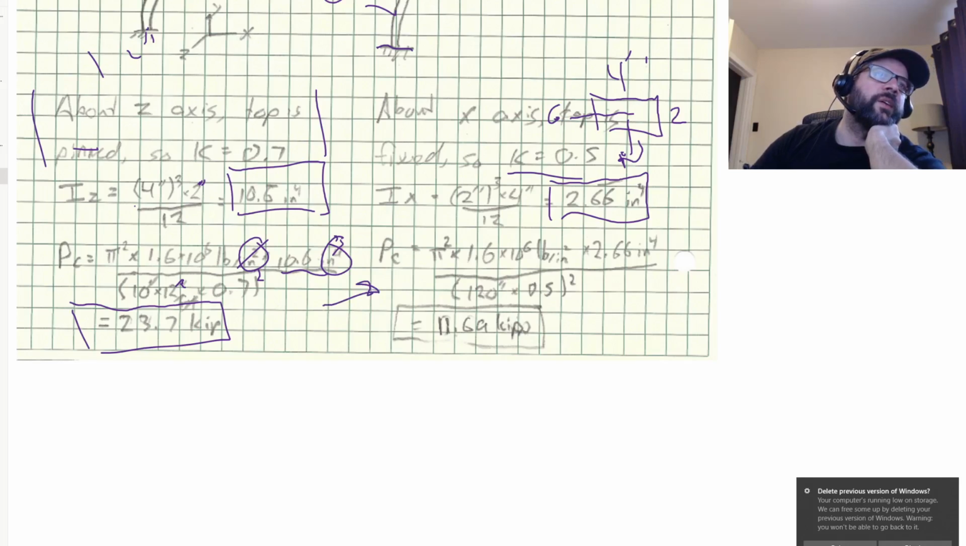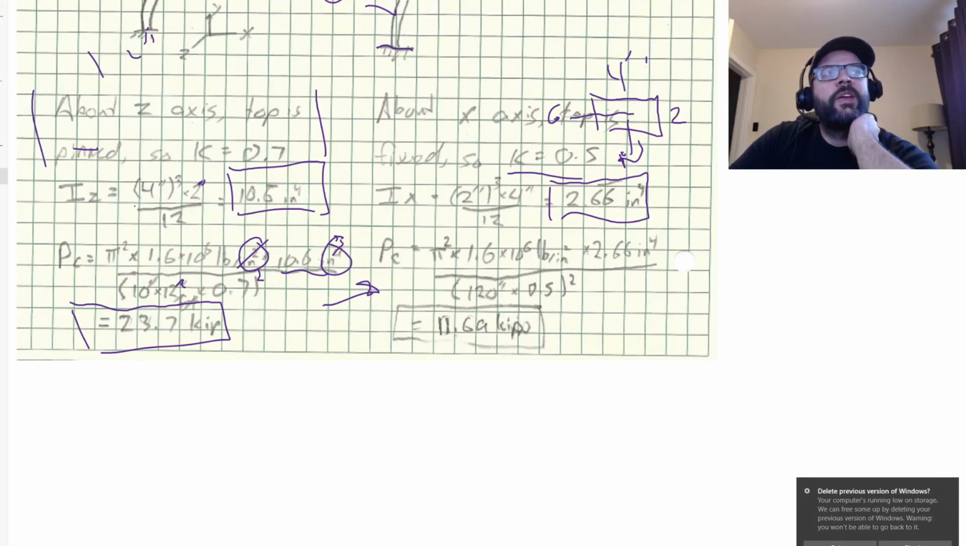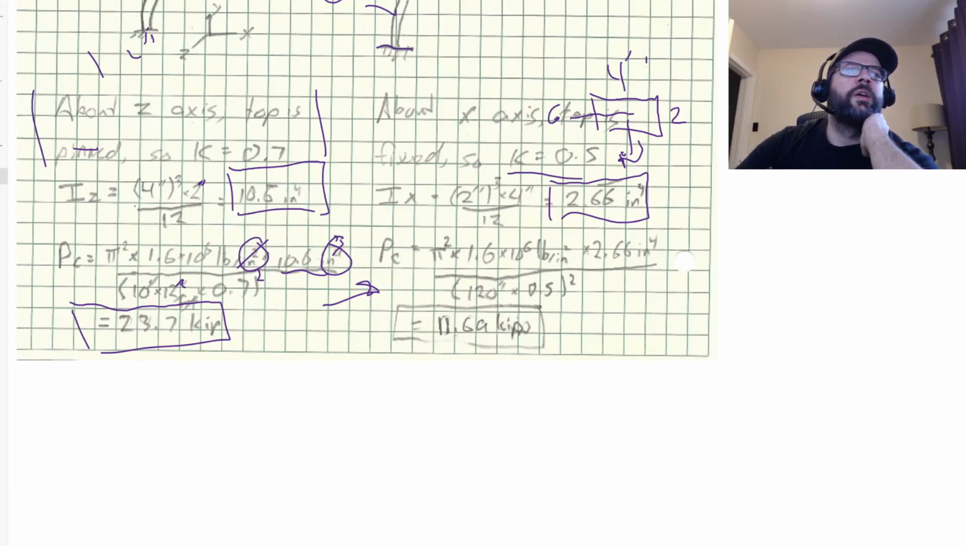On the x-axis side, however, pi squared times 1.6 times 10 to the 6 pounds per inch squared times our I value, so 2.66 inches to the fourth, all divided by 120 inches times 0.5 squared, so all divided by 60 inches squared. That gives us a value of 11.69 kips.